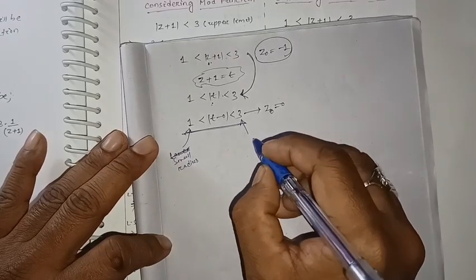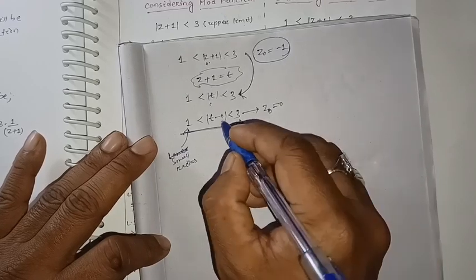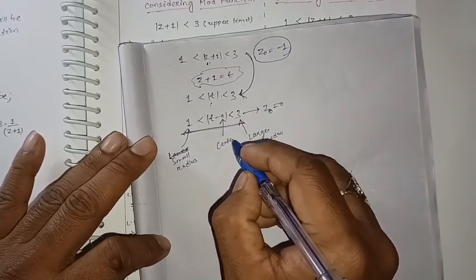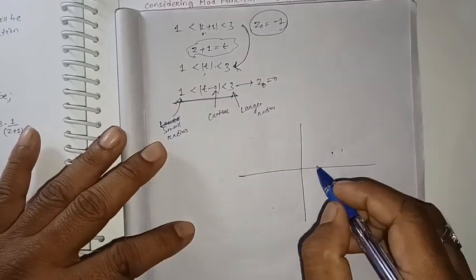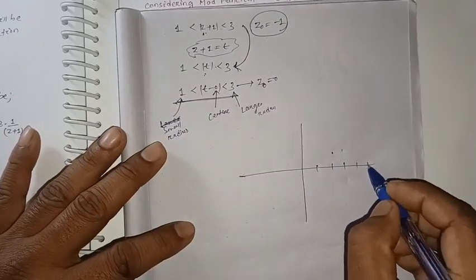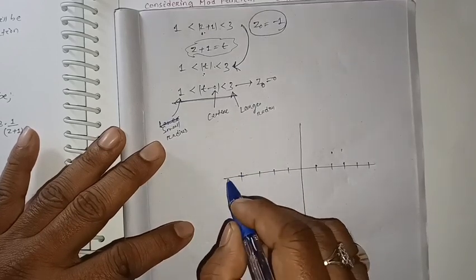This is your larger radius of the circle, and this is the center. Now we are going to draw this figure. That means 1, 2, 3, 4, 5, -1, -2, -3, -4, -5.